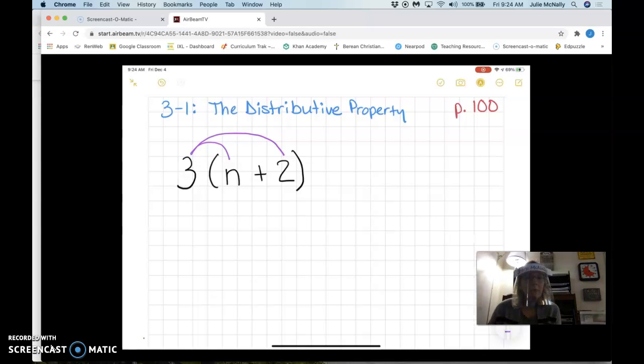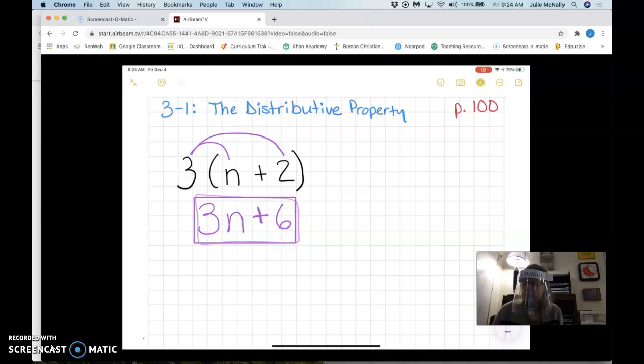So I'm going to now multiply. Remember, parentheses mean multiply. So 3 times n is 3n, good. And 3 times 2 is 6, and I'm just going to keep the sign because they're both positive, so it'll stay positive. That's it, because now we're talking about adding, and I cannot combine a variable with just a number. So the 3n and the 6 are different terms, and they cannot be combined. So your final answer is just 3n plus 6.